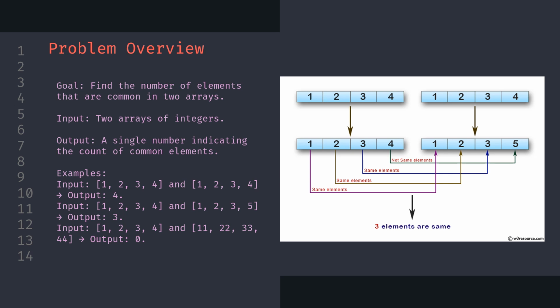The task is simple. Given two arrays, we want to count how many elements appear in both. For example, if both arrays are 1, 2, 3, and 4, then all 4 elements match, so the output is 4. However, if one array has different elements, only the matching ones are counted.